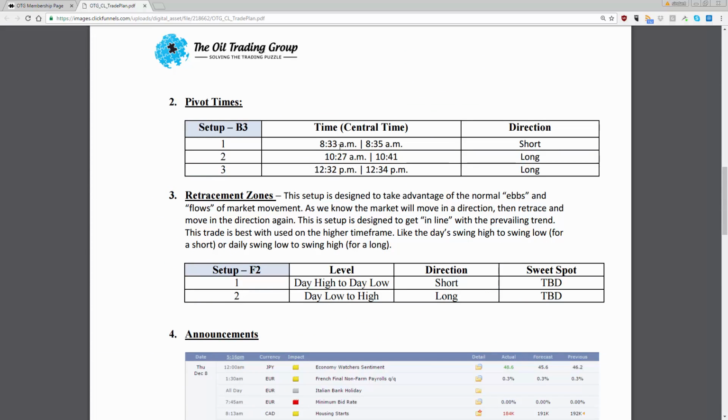So these are times that we expect the market to make a move. The time of day is more important than the actual direction, so you'll need to take that into consideration. But we give you the setup here is B3. We'll talk about that again in just a few minutes. But these are pivot times where we're expecting the market to make a move.